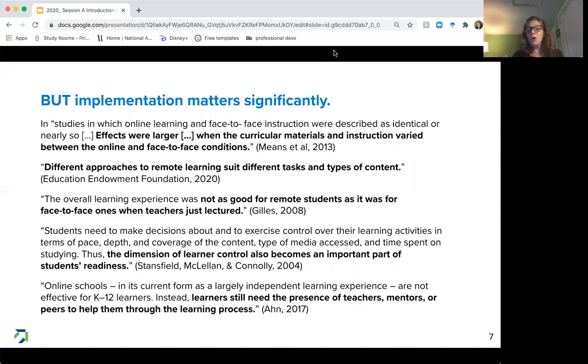Remote learners who are treated just the same as face-to-face learners, so who are just lectured at, don't perform as well. And in remote environments, students are much more self-directed. And so the dimension of learner control is an important part of readiness that we have to factor in as educators. And then finally, presence of teachers, mentors, and peers still really matter. And so we need to acknowledge that in remote environments.